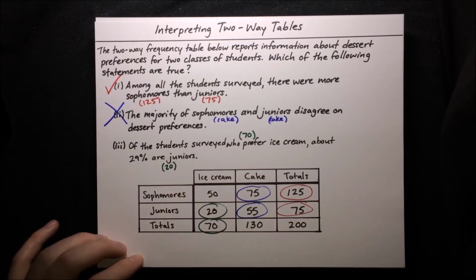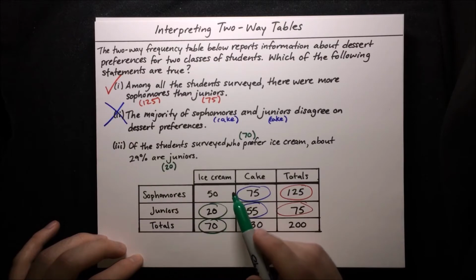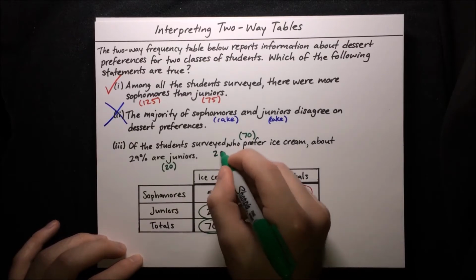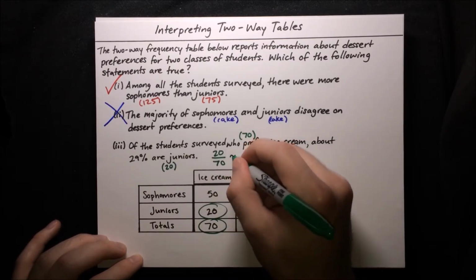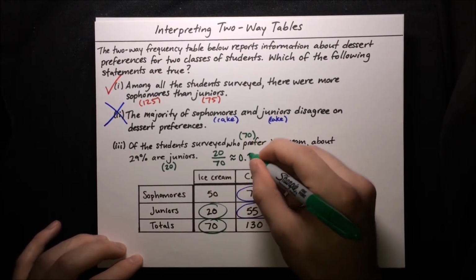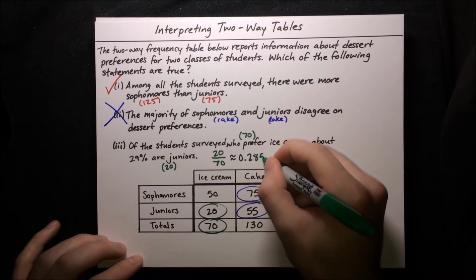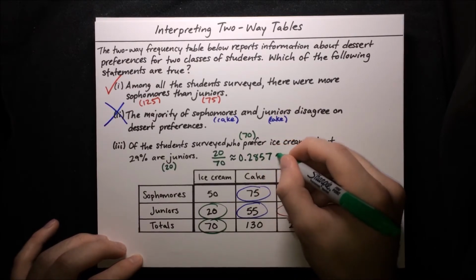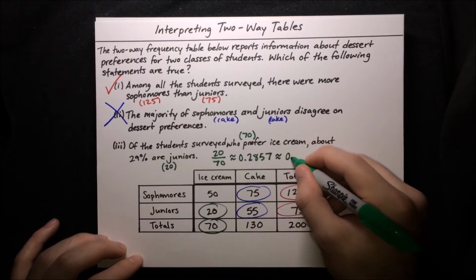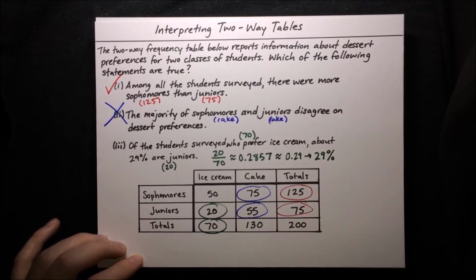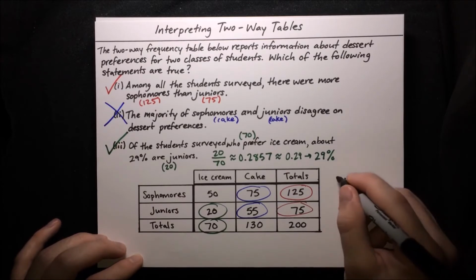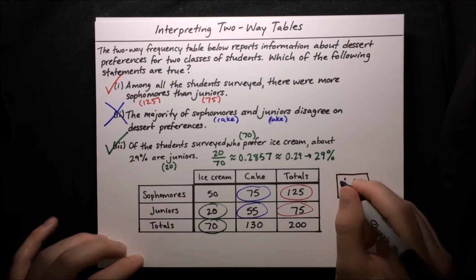So the statement is really claiming that 20 is 29% of 70. And let's check that out. So 20 over 70. If we punch that into the calculator, the result is about 0.2857, which rounded to 2 decimal places is 0.29, which is 29%. So yeah, this is good. This is true. Alright, so looking back, which of these statements were true? It's just 1 and 3. So 1 and 3, that is our final answer.